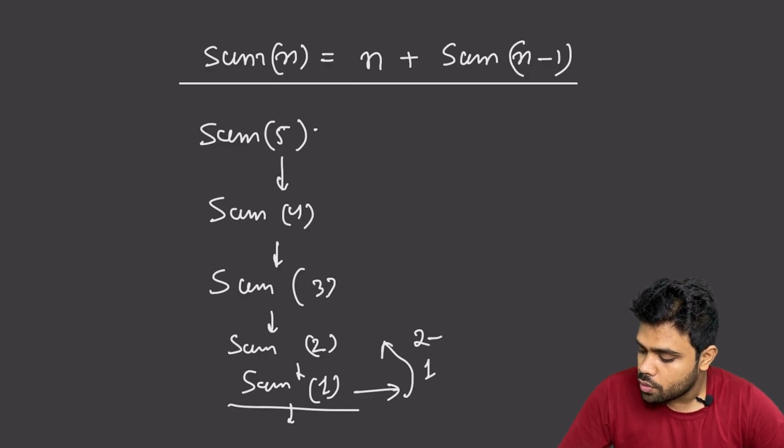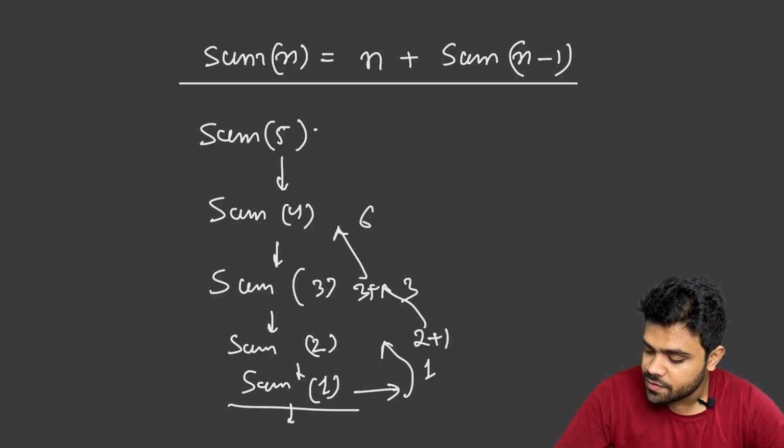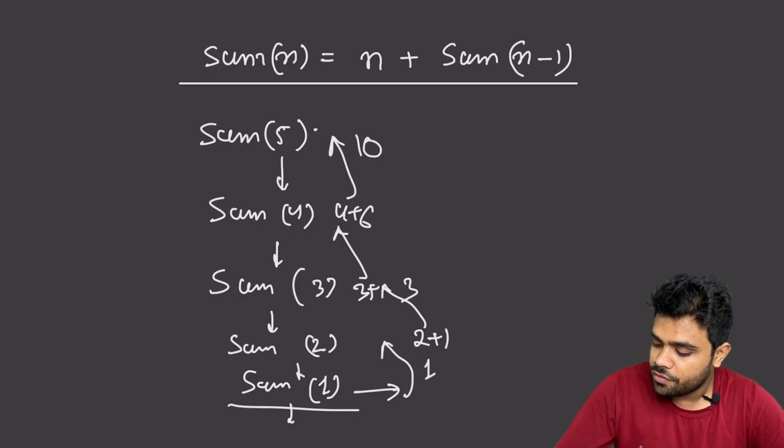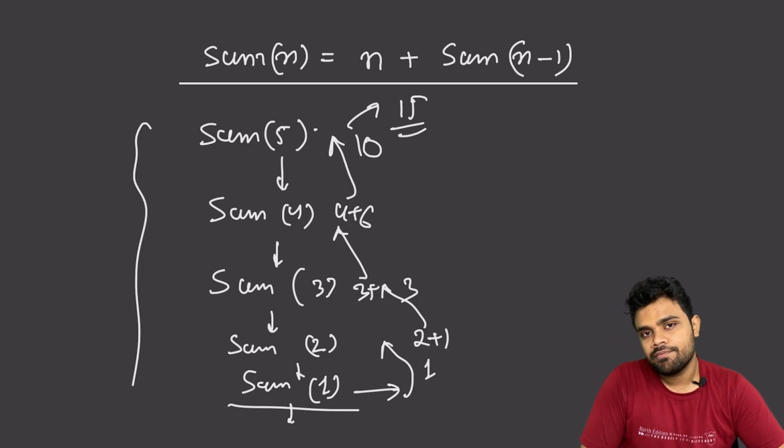Now 2 will be added to 1 and it will return 3. Now 3 will be added to 3. It will return 6. Now 6 will be added to this 4. It will return 10. Now 5 will be added to this 10 and it will return 15 to the main function. That's how this recursion is working, and this is the recursion tree.